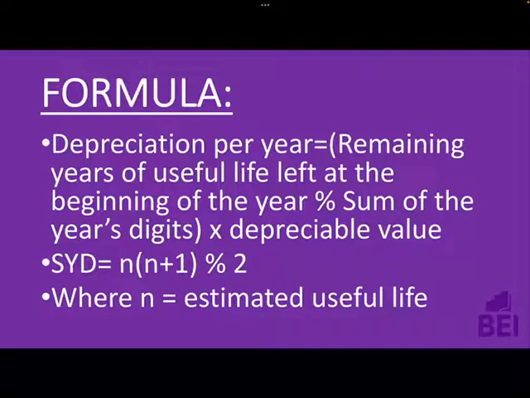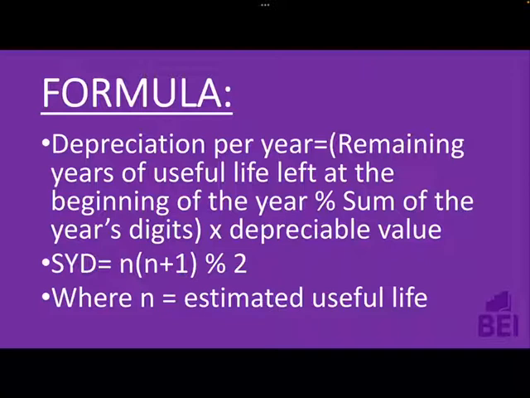So you might be wondering, what is sum of the year's digits? Sum of the year's digits is basically just a value used in the formula. It does not have a real meaning. However, the formula is right below, and the sum of the year's digits short form is SYD. So SYD equals n into n plus 1, the whole thing divided by 2, where n equals estimated useful life. And again, as we discussed earlier, depreciable value is equal to asset value minus residual value.